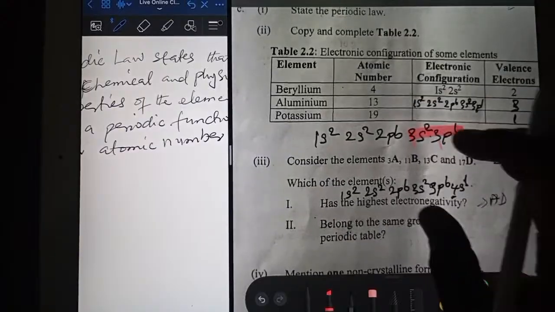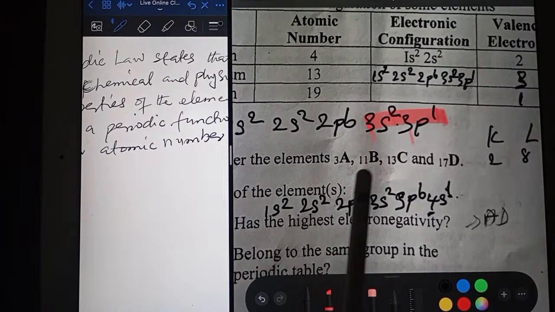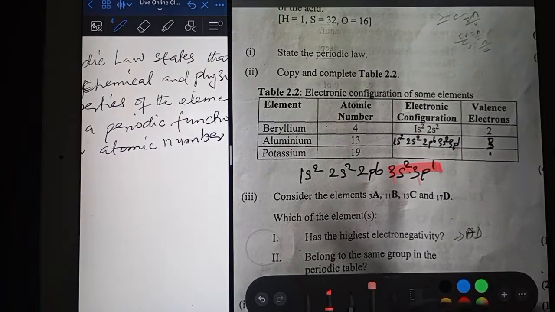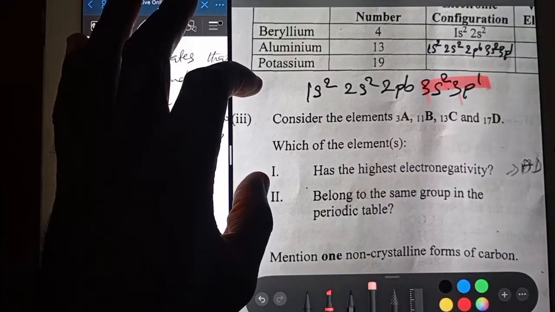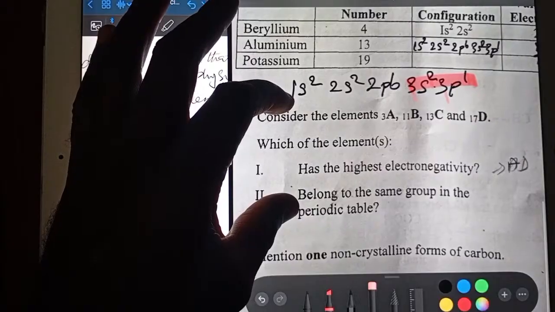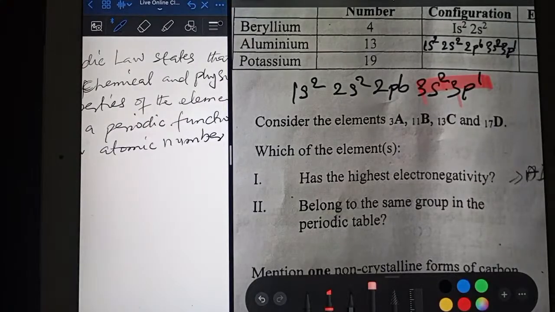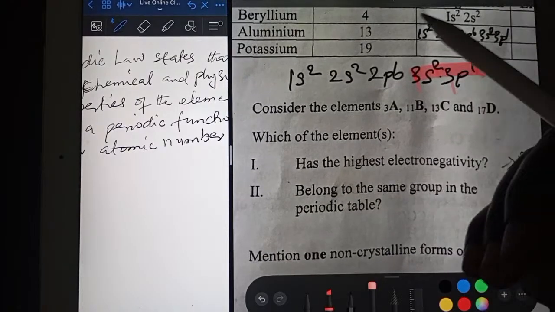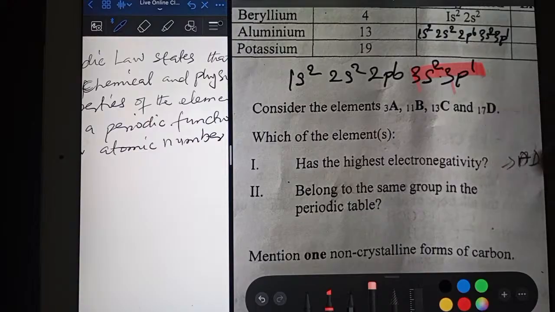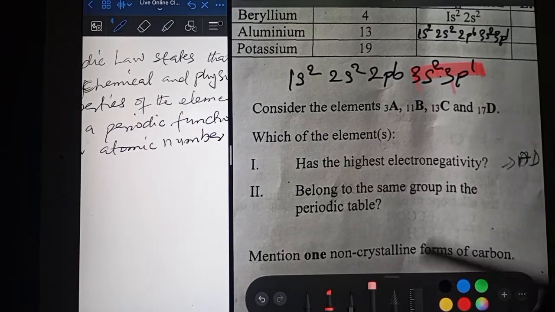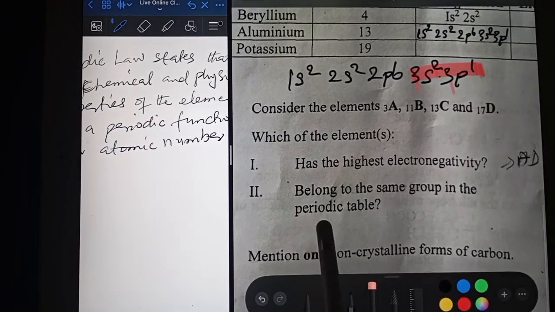The next one says consider the elements A, atomic number 3, B, atomic number 11, C, atomic number 13, and 17 for D. Let's see the follow-up question. Permit me to clean this so that we can get the message well. They now say which of the elements has the highest electronegativity. Electronegativity is the tendency to gain electron, or the tendency to control a shared pair of electrons more than the other atom. It is the electron-withdrawing ability of an atom in a covalent bond, or the tendency of an atom to attract electrons to form negatively charged ions. So which of them is highly electronegative?